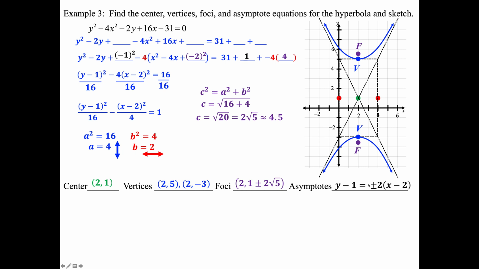If you are asked to put it in slope-intercept form, you have to write this twice, once with a positive 2, once with a minus 2. So a positive 2 would give you 2x minus 4, add over the 1, minus 3. Distribute the negative 2: negative 2x plus 4, add over the 1, plus 5.